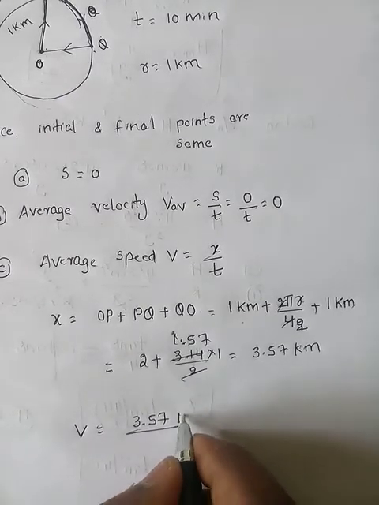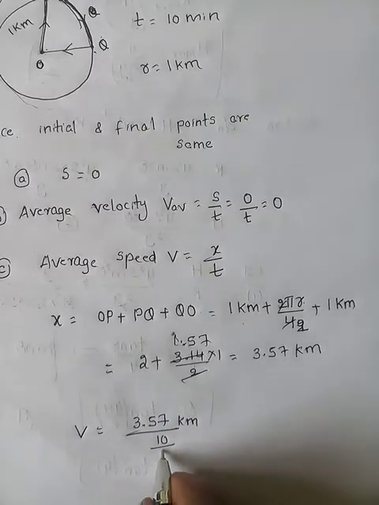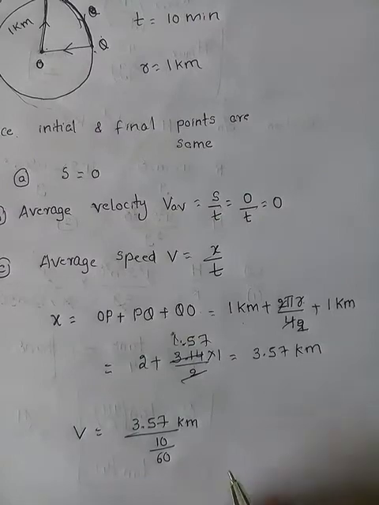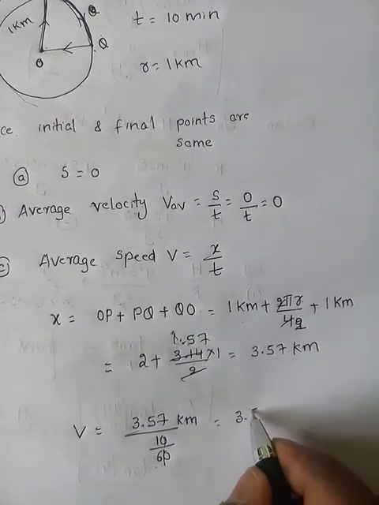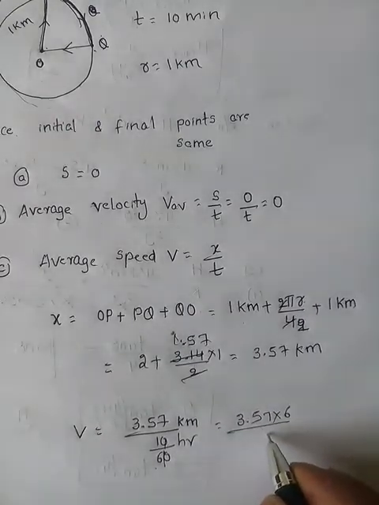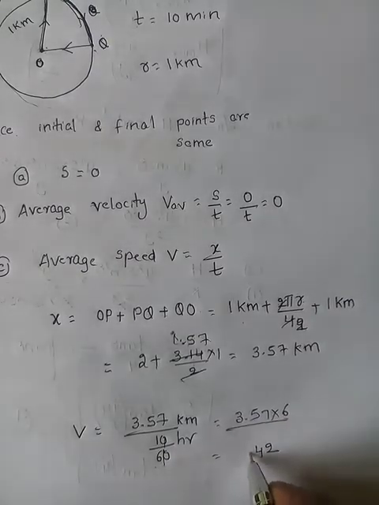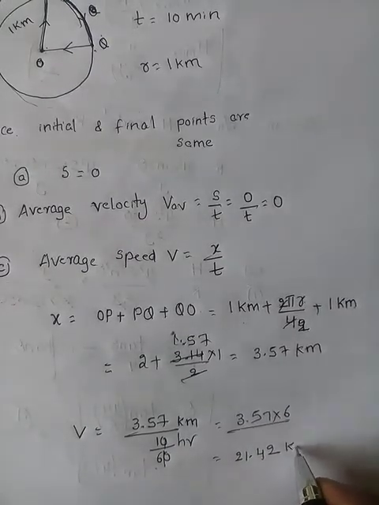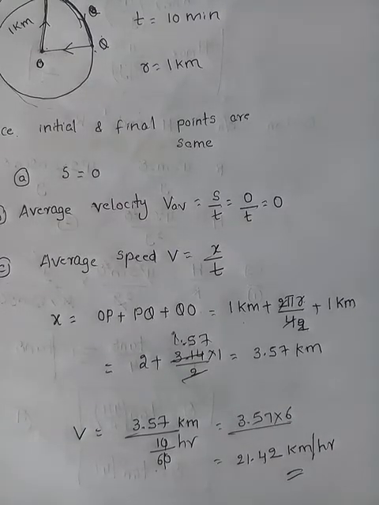Now average speed V is equal to total distance travelled, 3.57 kilometers, by time taken, 10 minutes. You should convert it into hours: 10 by 60, the zeros cancel, so 1 by 6 comes in the numerator. This is in hours. 3.57 into 6. So 6 sevens are 42, and so on. So the average speed of the cycle is 21.42 kilometer per hour.